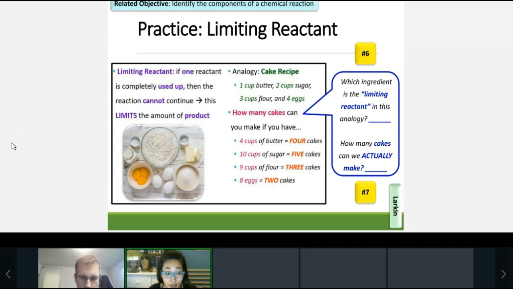Yeah, you run out of eggs first. Absolutely. So we run out of our 8 eggs first. And at that point, how many cakes can we actually make before we start running out of stuff? If you see here, our 8 eggs are our limiting reactant, and we can only make 2 cakes. It doesn't matter that we have all the other ingredients that could make more cakes. If you run out of one of your ingredients, then you literally cannot make the same product anymore. So that is why our eggs are the limiting reactant.